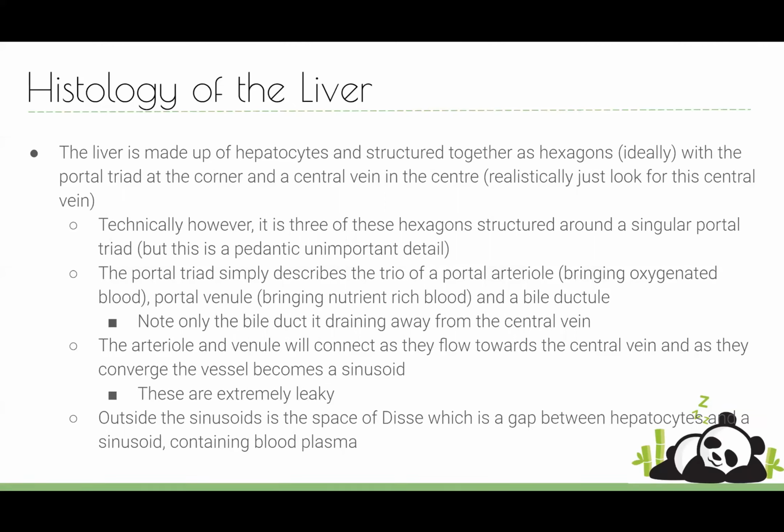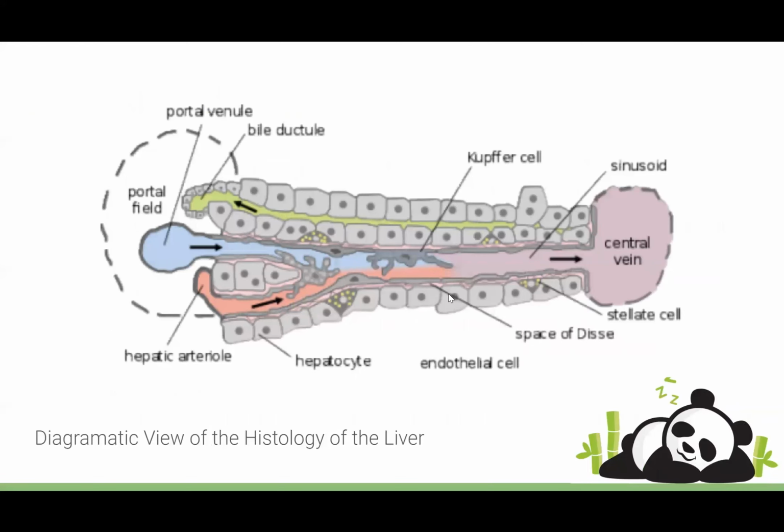And the sinusoid. Outside the sinusoid is the space of Disse, which is the gap between the hepatocytes and the sinusoid. So this space here. So between the hepatocytes and the sinusoid is a gap, and it's the space of Disse. How important that is, I don't know, but it's just there for completion, but also just for you to know because it was talked about.